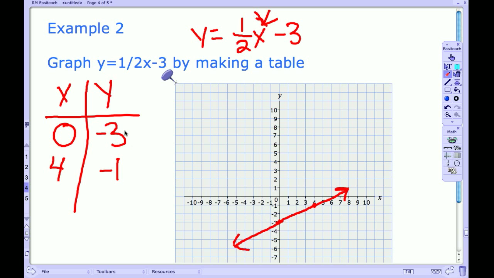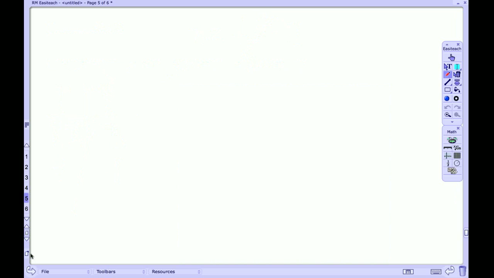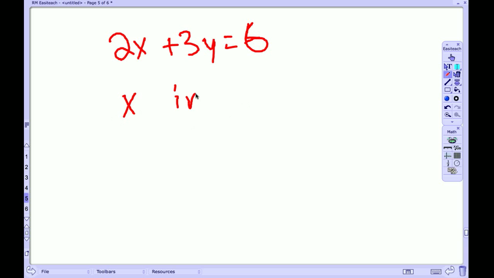The y-intercept is -3 in this case because it intercepted the y-axis right there. To find the x-intercept, not the x-axis, I would want to put in a 0 for y, because when it crosses the x-axis, the value of y will always be 0. So I would put in a 0 for y and then solve for x. Let's do an example of that. If I were to give you an equation, let's say 2x plus 3y is equal to 6, I want you to find the x-intercept and the y-intercept.